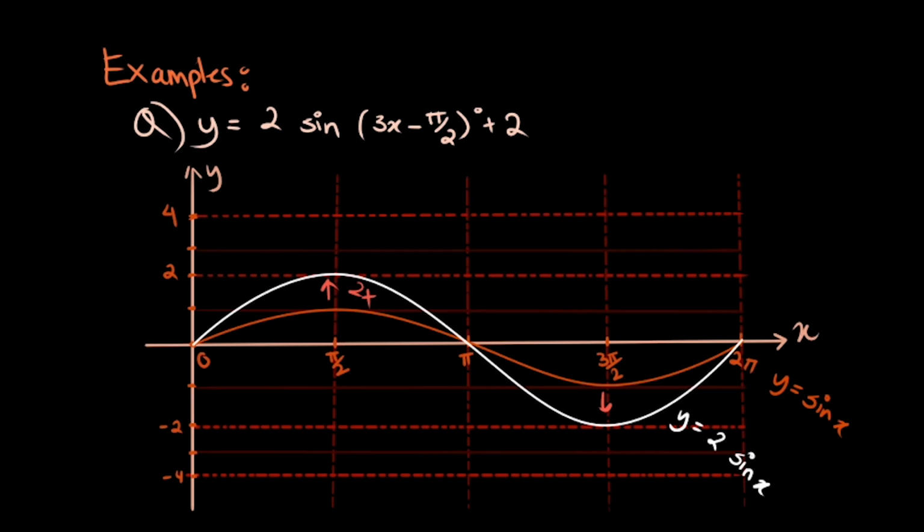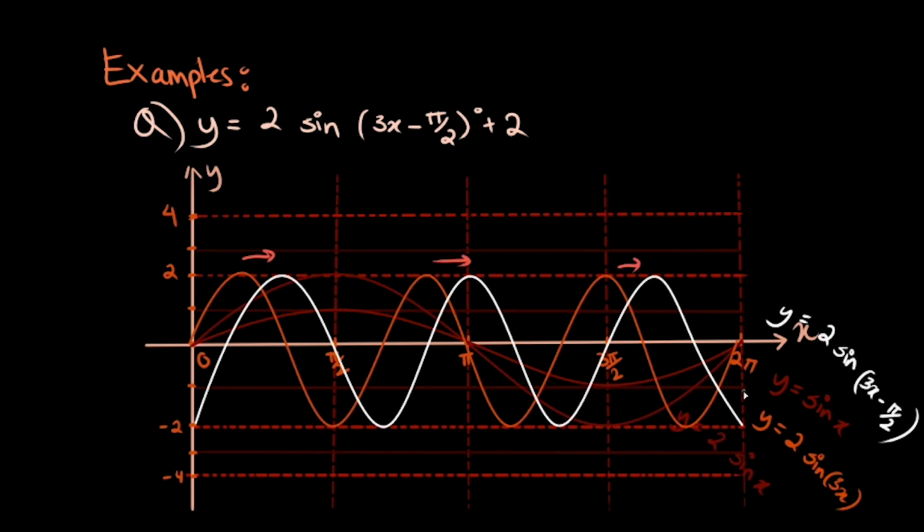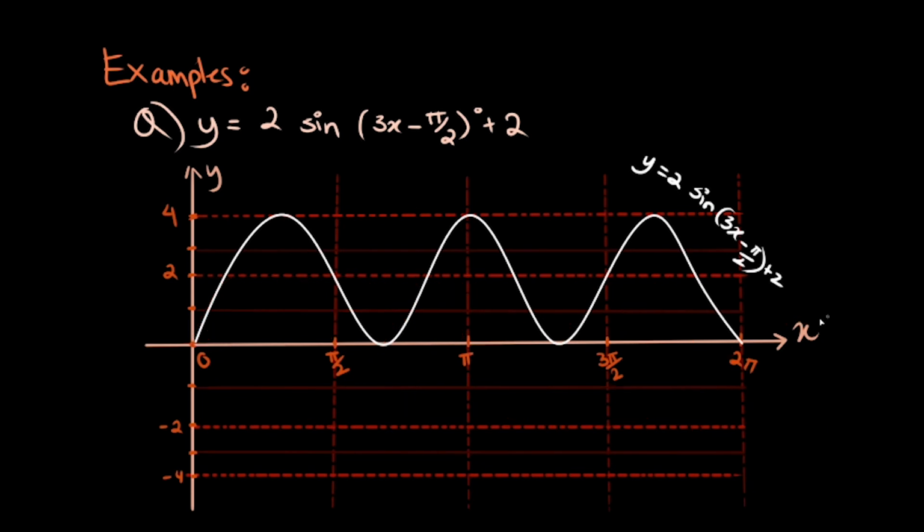Then we multiply x with 3, which means the curve completes 3 cycles within the interval 0 to 2 pi. Subtracting pi by 2 shifts the curve to the right by pi by 2 radians. Then, adding 2 to the sine expression shifts the curve upwards, bringing us to the final equation. It's fun to see how much the curve has changed from what we initially started with. Don't get overwhelmed with the number of steps shown here.